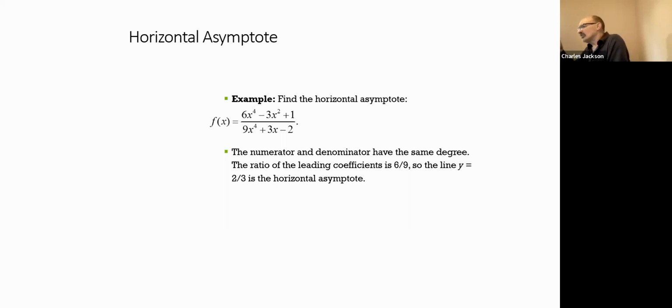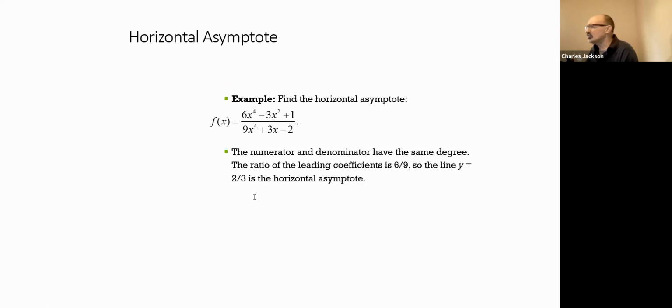Okay, so here's an example. Find the horizontal asymptote. It's the line y equals 6/9, right? 6 is the leading coefficient in the top. 9 is the leading coefficient in the bottom. 6 divided by 9, or 2/3, the line y equals 2/3 is the answer.